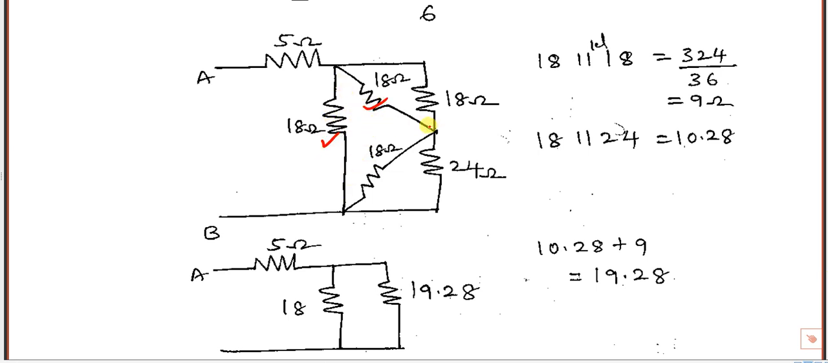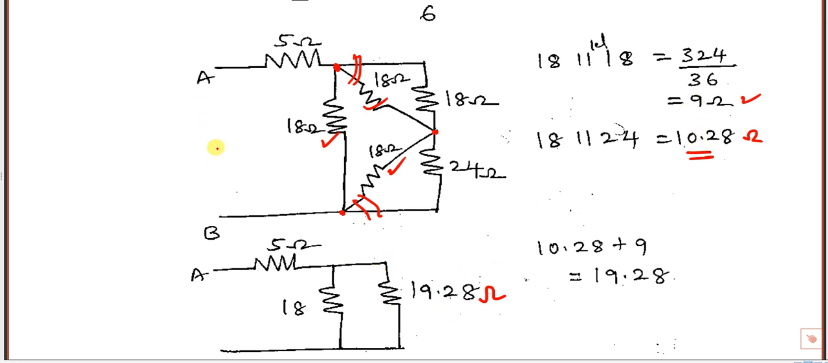Earlier the star was 6, 6, 6. Now that is converted into a delta of 18, 18, 18. After that these two are in series, 18 plus 6, so that's 24. Between this node and this node, these two are in parallel, so the equivalent is 10.28. Between this node and this node, 18 parallel 18 is 9. If two equal resistances are in parallel, the value becomes half. Now this 9 ohms and 10.28 are in series in this path, so adding 10.28 plus 9 you get 19.28.